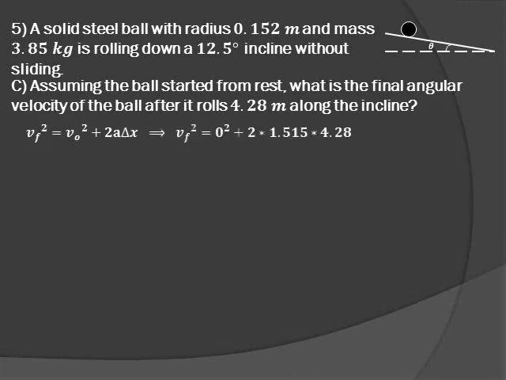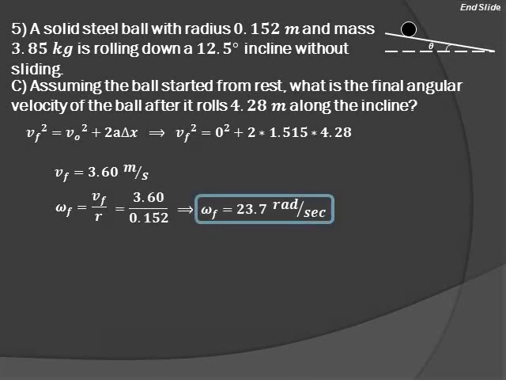So we go ahead and plug this in. We've got final velocity squared equals initial velocity squared plus 2 times acceleration times displacement. Plug in our numbers, and we find our final velocity is going to be equal to 3.6 meters per second. And then our angular velocity is going to be equal to the linear velocity divided by the radius. So that's 3.6 divided by 0.152, and that gives us an angular velocity of 23.7 radians per second.